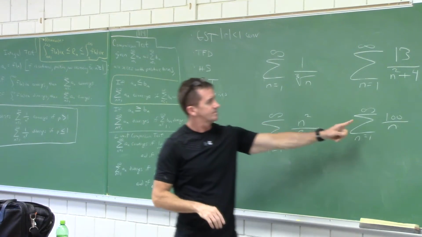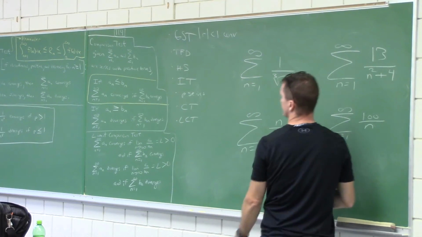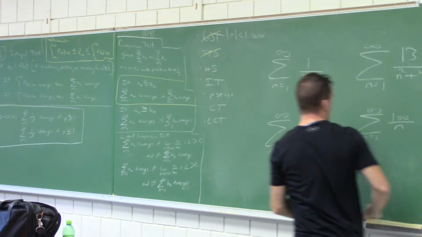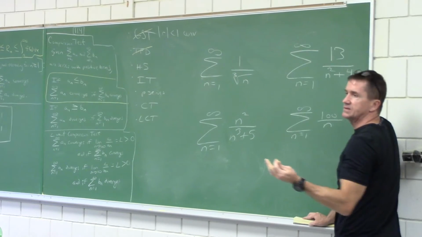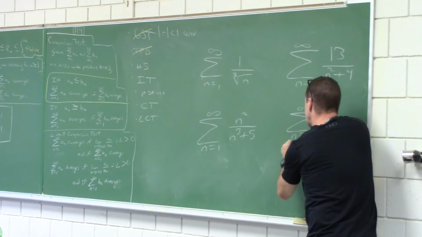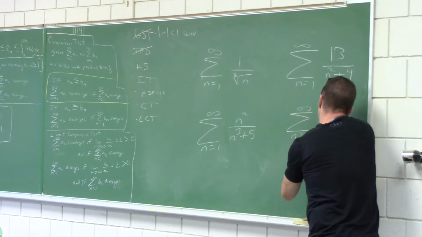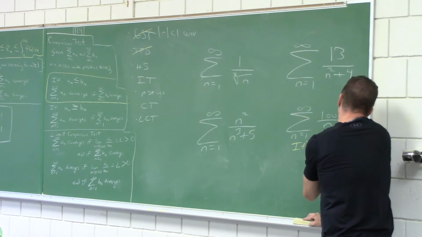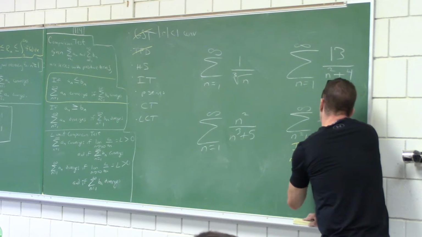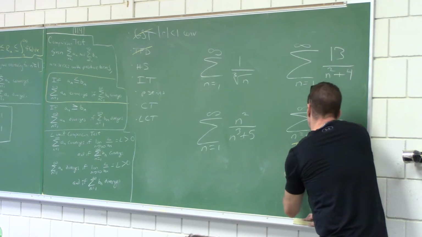What would you do on this one? Is it geometric? No. Harmonic. What do we know about this? This is a constant multiple of a what? It's a constant multiple, meaning it multiplies 100 to it. It's a constant multiple of a harmonic series, so what's it doing?